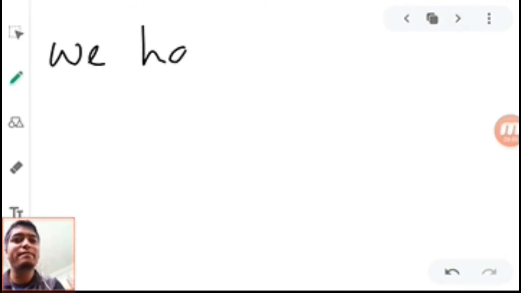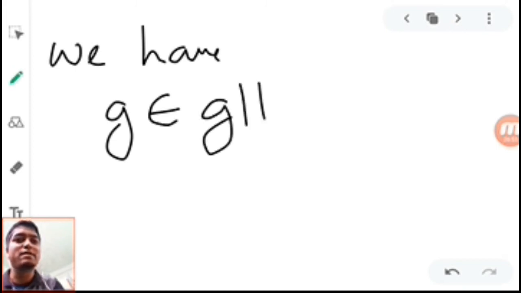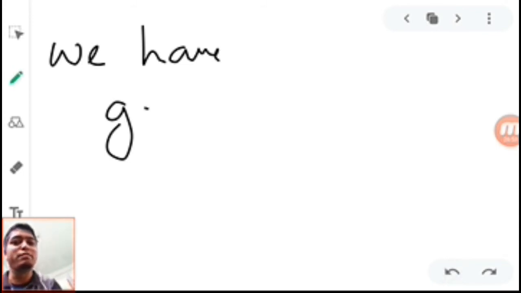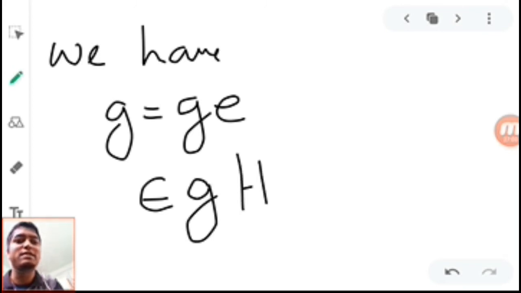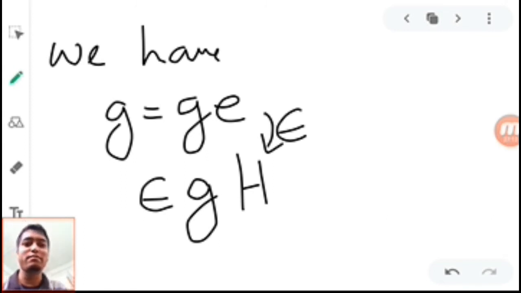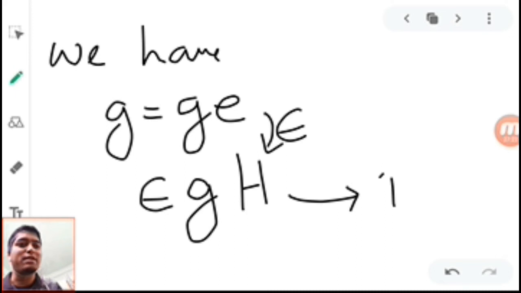Also, we have g belongs to gH. Maybe I will write it down this way first so that it will be more clear. g equals ge, and ge belongs to gH since e belongs to H. Since e belongs to H, so ge will belong to gH. Just write this one as equation 1.